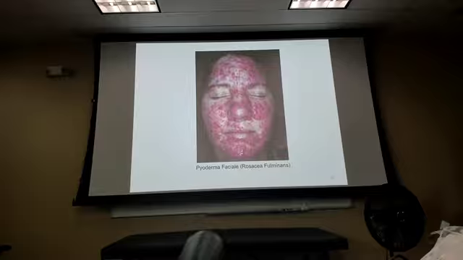Another special name is called pyoderma faciale. That's rosacea plus severe acne. So what would let us know that she's got some associated rosacea? Well, it's called rhinophyma, right? So that's her nose that is blowing up. Okay, so that is everywhere.